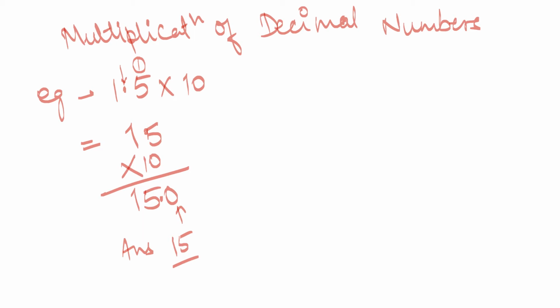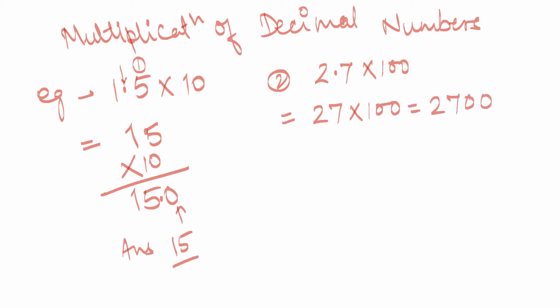Clear? So if example 2 was 2.7 into 100, then what you will do? Ignore the decimal and multiply. So 27 into 100 will be 2700, isn't it? Now how many digits after decimal? If you see, just one digit. So from the back count one digit and put the decimal. Is it clear to you? So you can multiply.